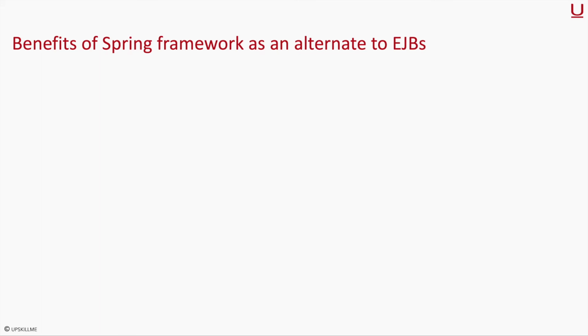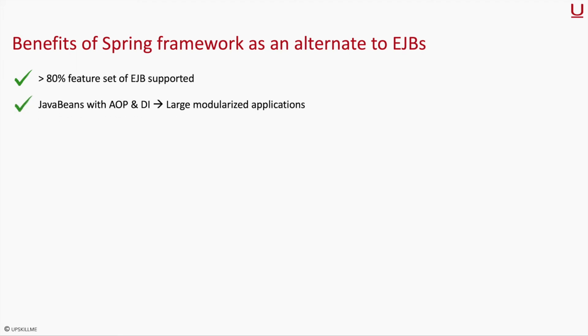Let us understand in detail what benefits Spring is offering in comparison to Enterprise Java Beans. Spring supports more than 80% of the feature set EJB has without much of their complexities. By complementing standard Java Bean classes with dependency injection and aspect-oriented programming support, Spring makes it super easy to build large modularized enterprise Java web applications. Spring also comes with out-of-the-box modules like Spring Security and Spring Data to easily manage security and persistence aspects of an application.